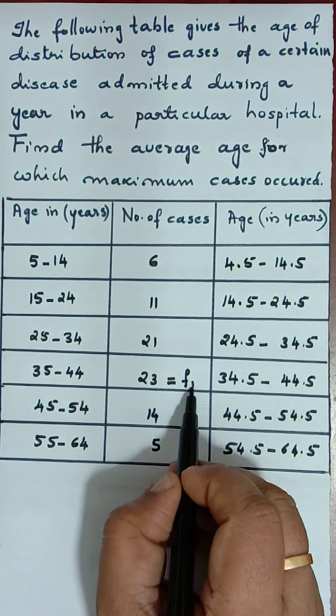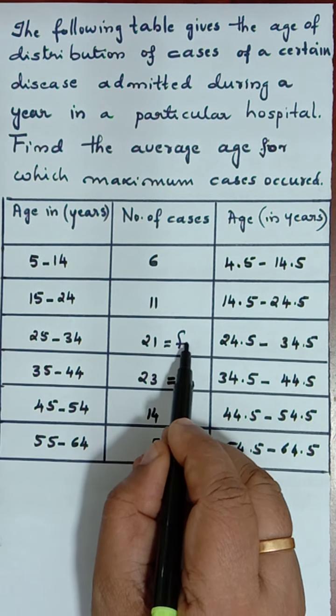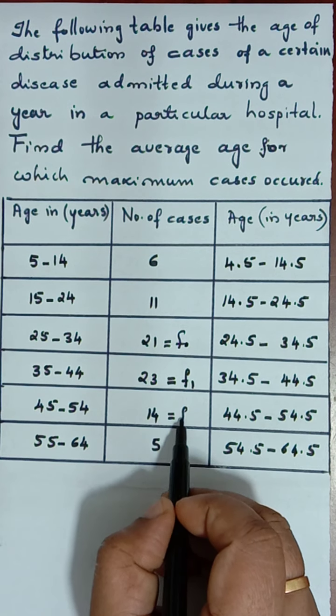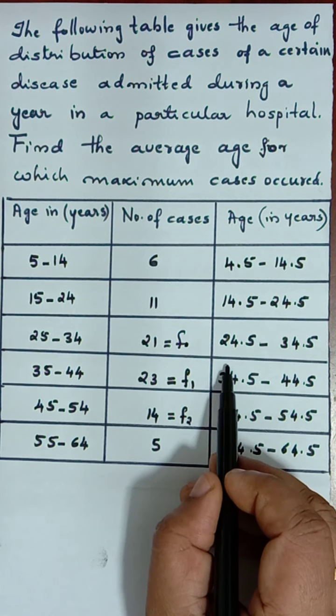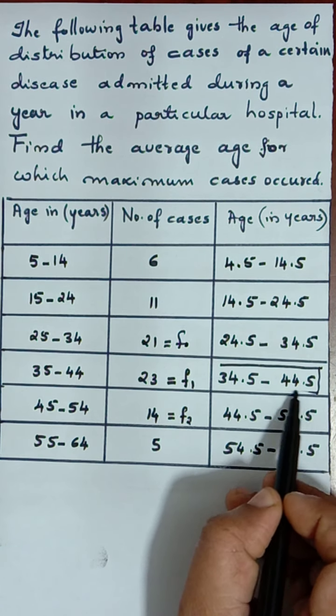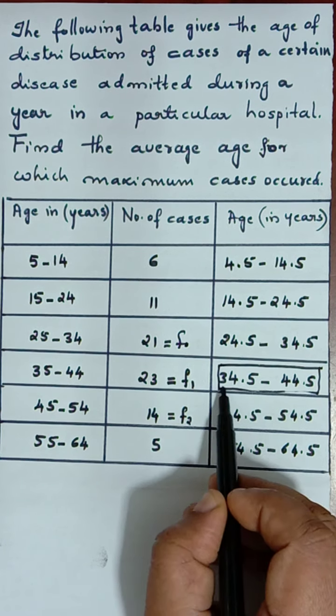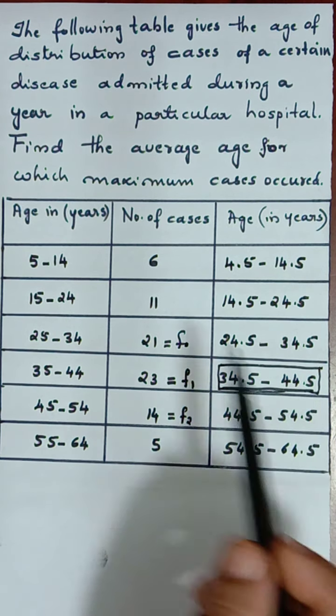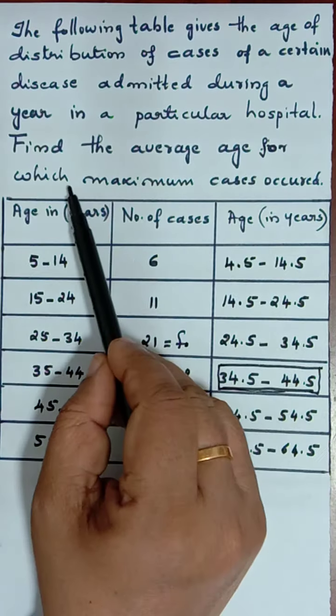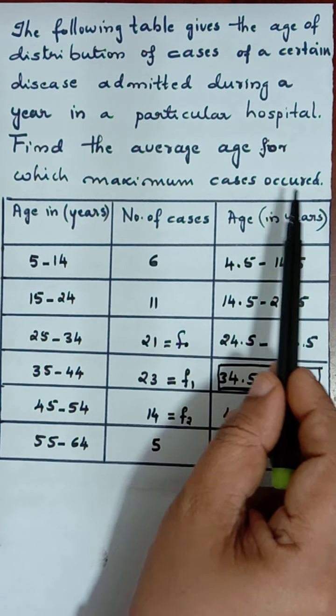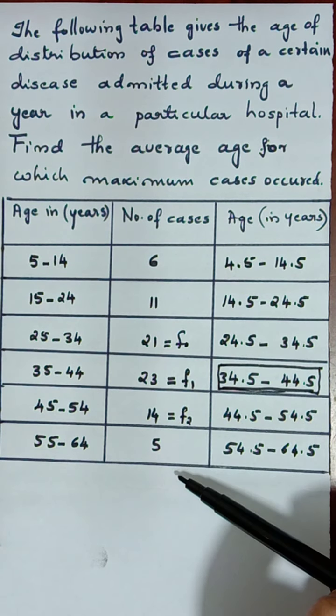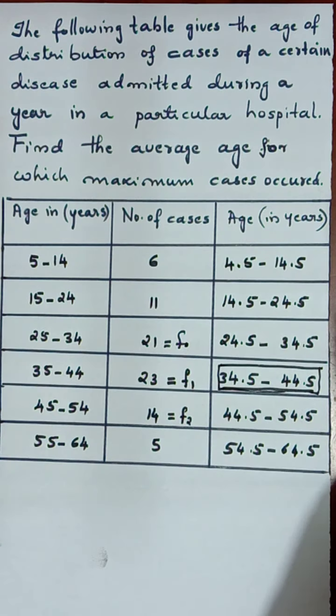We will call 23 as F1. The previous one is F0. This is F2. So F1's class is our model class. Here we have to find out the mode. From the question you might have understood: find the average age for which maximum cases occurred. Maximum number of cases means here we have to find out the mode.